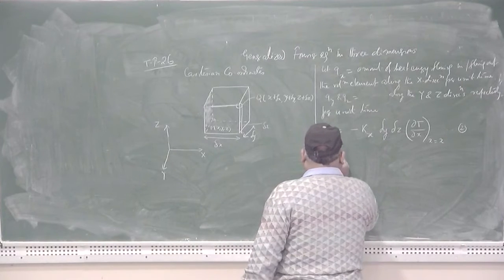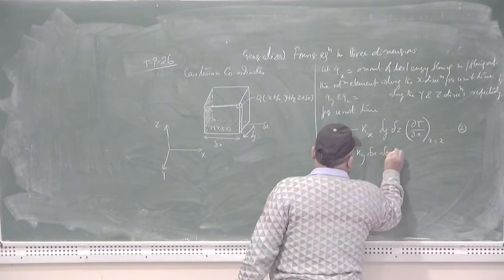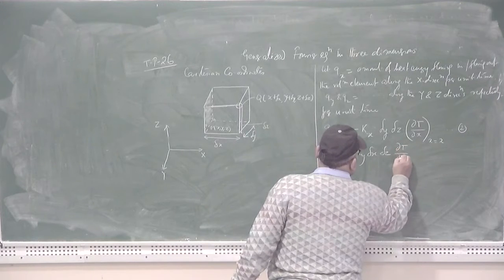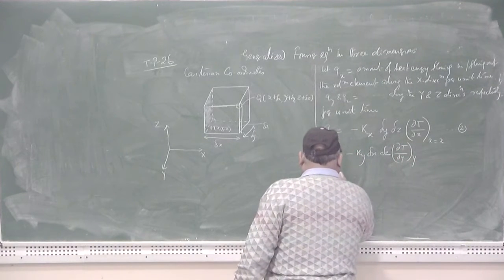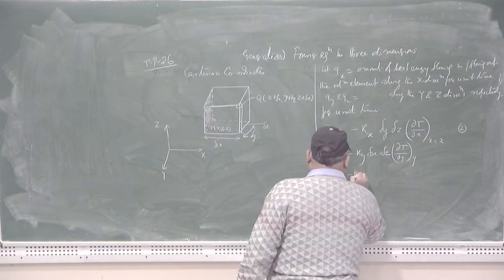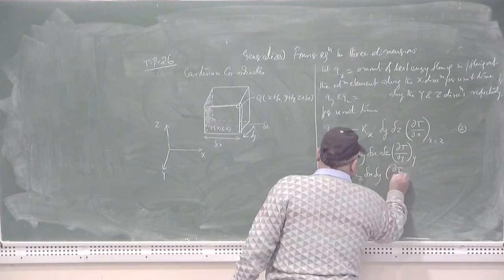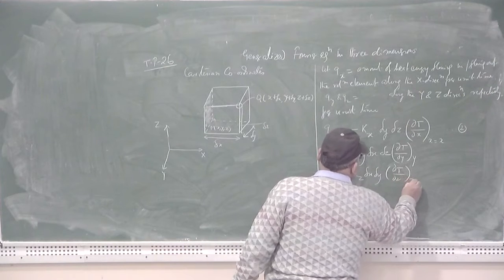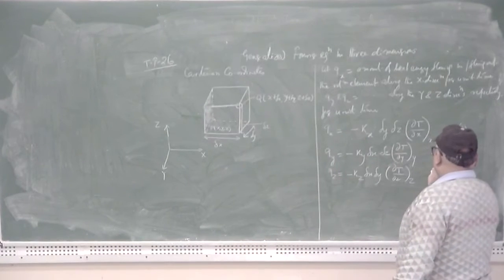Similarly, qy is equal to minus ky delta x delta z del T by del y at the value y equal to y. Similarly, qz is equal to minus kz delta x delta y del T by del z, value at z equal to z. Let it be equation number 3. Let it be equation number 4.